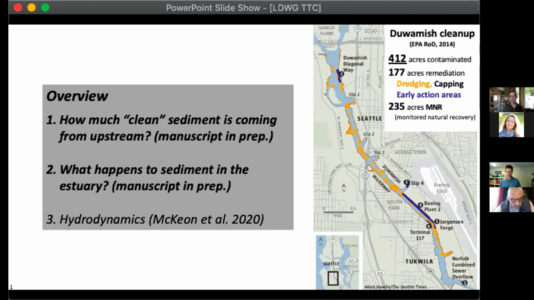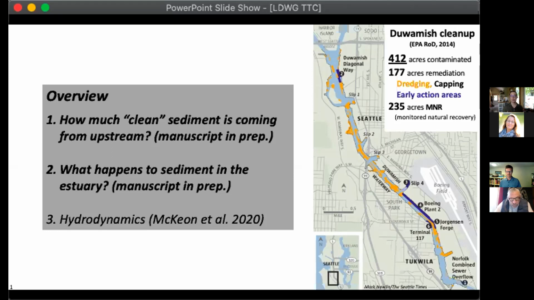The goal of my dissertation was to understand the hydrodynamics, particularly of the salt wedge intruding from Elliott Bay in Puget Sound, and then to try to understand the impact of salt wedge dynamics on sediment transport. And in order to understand what was happening to sediment in the estuary, I needed to understand when and how much sediment was being delivered from upstream. And so I took a look at the upstream loading data that was available.